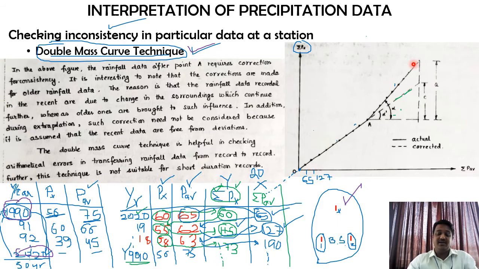Okay, so I'll just try to repeat what all things we have discussed in this. First and foremost, whenever we try to solve the problems, initially they will be giving the value of year, Px value and P average value. So I hope you know what is Px and what is P average.